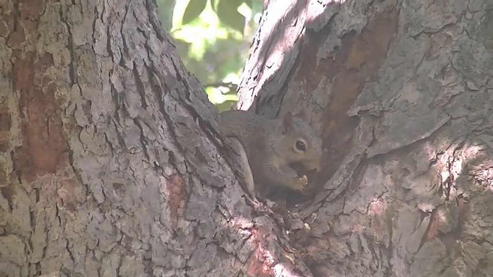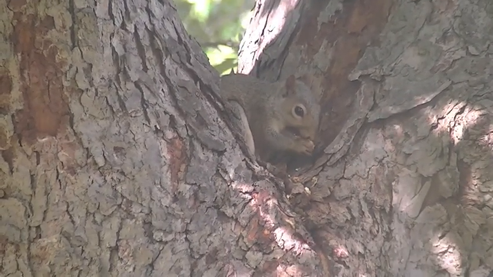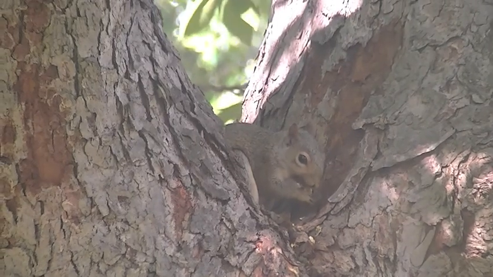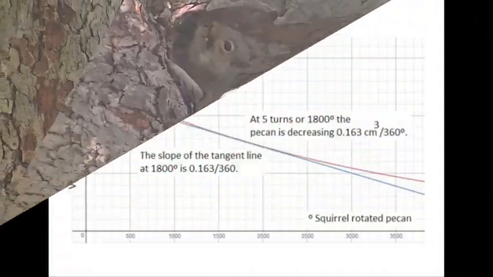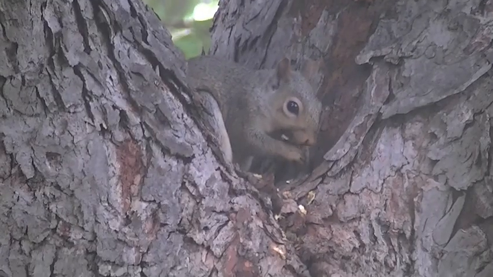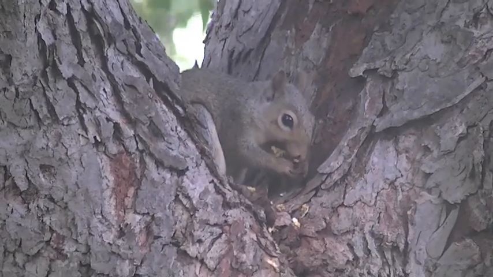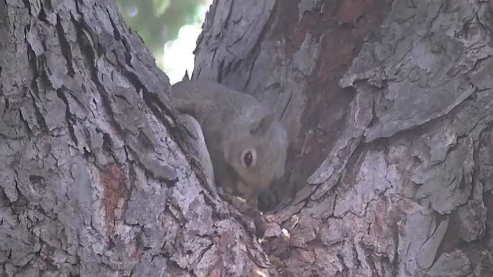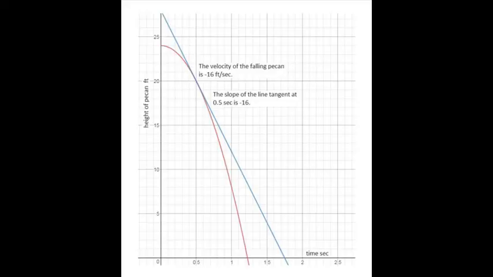Another function involved in this situation is the volume of pecan remaining as the squirrel rotates the pecan. The derivative of such a function would measure the rate of change of volume per degree of rotation. If the squirrel dropped the pecan, then the velocity would be the derivative. It would be the rate of change of height of the pecan with respect to time, so it would be the velocity as the pecan fell and headed toward the ground.